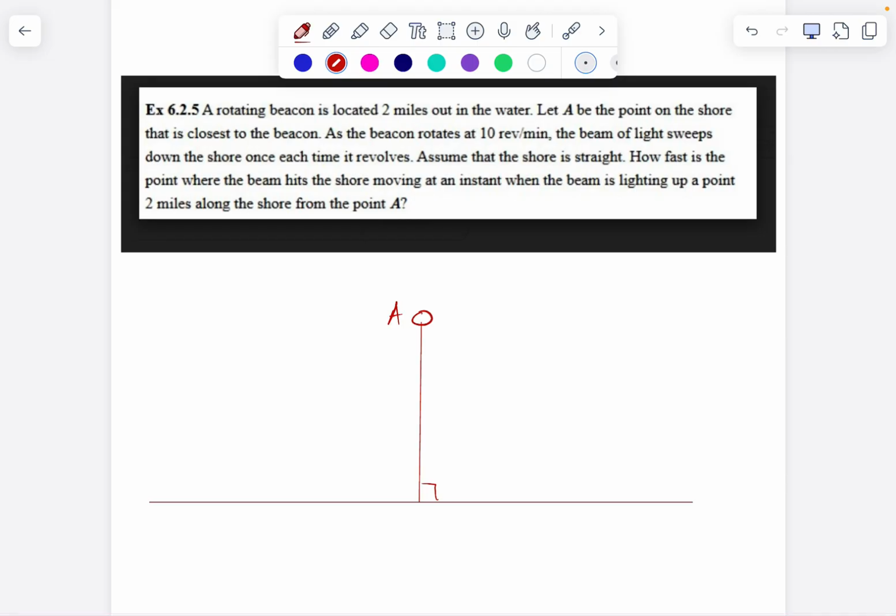The circle represents the beacon. Okay, I don't know what we're looking at here. I'm thinking of it like the sweeping light out at the airport. That's how I'm thinking of it, like it's shining as it goes around. Okay.